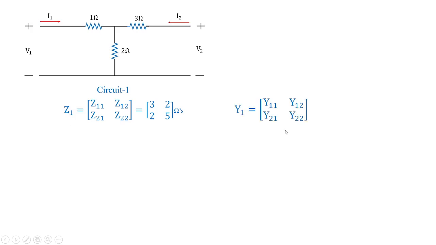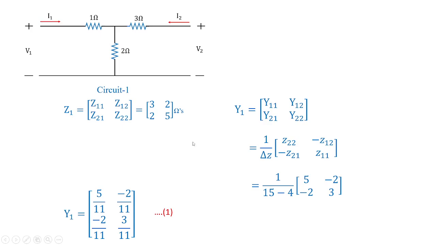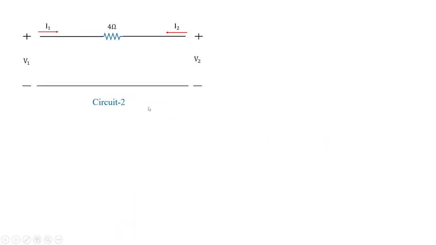With this I can get the value of Y1, which is equivalent to 5 by 11, minus 2 by 11, minus 2 by 11 and 3 by 11. This I am treating as equation 1 under method 3. Then I am taking circuit 2. For this circuit 2, if at all you take the Z parameters, you will get the value as 0. So what you have to do, you can convert this circuit into Y parameters.